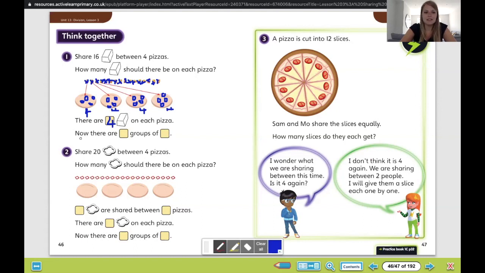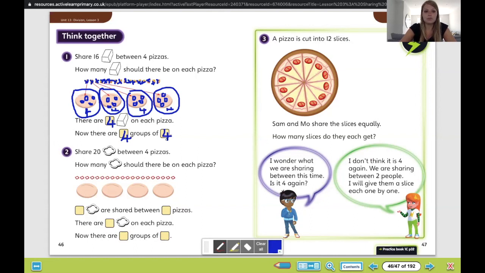Now we've got a sentence. Now there are how many groups of how many in each group? So I'm going to draw a big circle around each group to help me. That's 1 group, that's 2 groups, that's 3 groups, and that's 4 groups. So there are 4 groups, and how many are there in each group? We know there are 4 pieces of pineapple in each group.